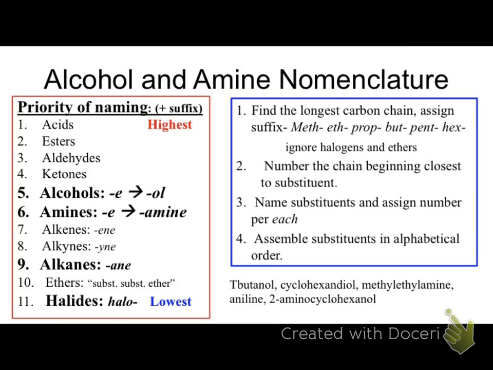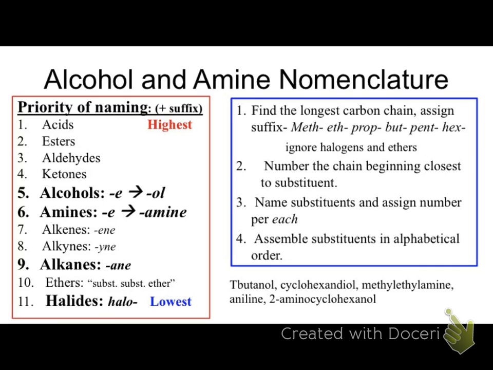Okay, I was finally able to find my priority of naming list that I found in a previous semester. Each of these functional groups has a class or a priority, how important they are. So if they show up, we would name our compound based on the highest priority group. So if you had a carboxylic acid in your structure, you would name the compound based on the carboxylic acid. Everything else would get named as a substituent.